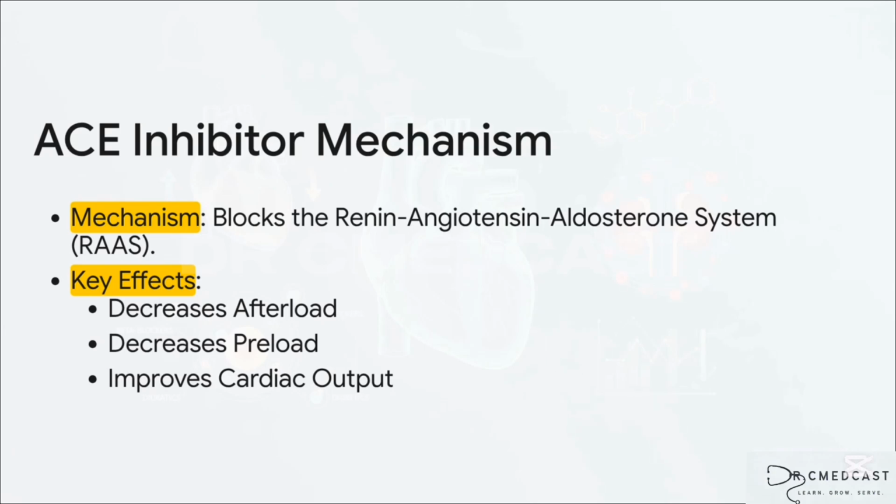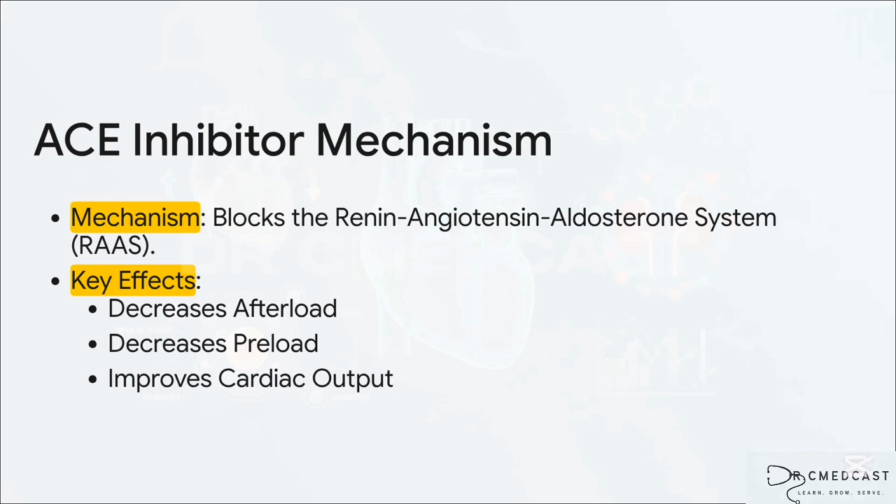ACE inhibitors throw a giant wrench right into that RAS machine. They block the enzyme that converts angiotensin 1 into the super potent angiotensin 2. By shutting down angiotensin 2, you get multiple huge benefits. First, you block its intense vasoconstriction, so blood vessels relax and afterload drops. Second, you cut way down on aldosterone secretion, which means less salt and water retention, so preload drops. The bottom line? It's much less work for the heart, which over time allows it to heal and remodel in a positive way.